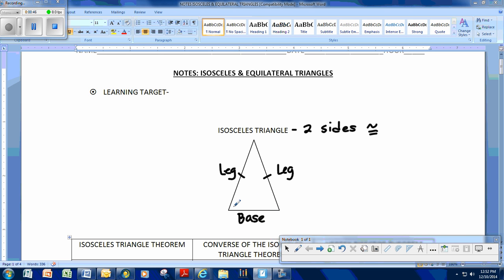Okay, now, down here in the corner, across from the two legs and attached to the base, it's called the base angles. Alright, and then up here, the angle that comes together with the two legs is called the vertex angle. So there's some basic terminology.